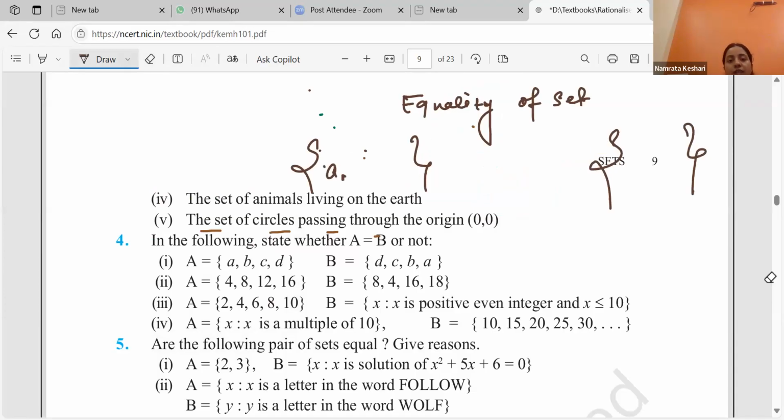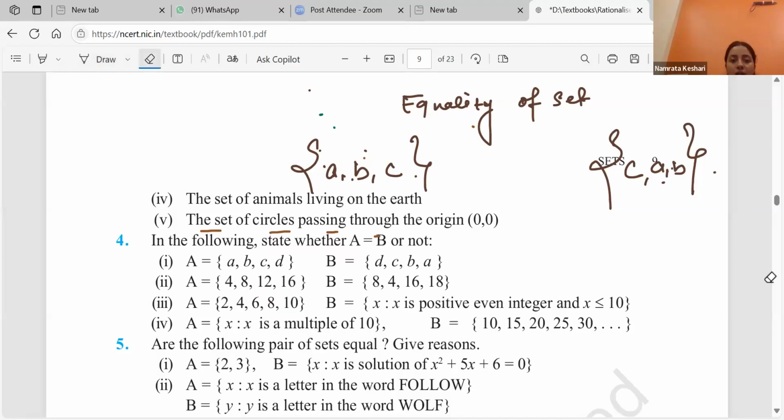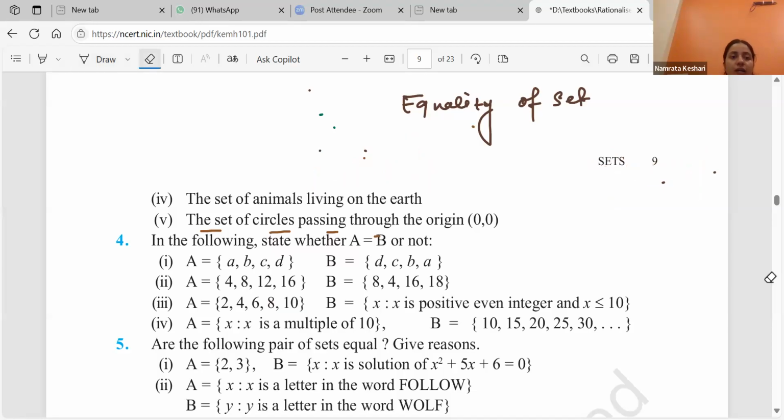For example, we are having ABC over here, and here we are having CAB. These two are the same, because here A, there A, here B, there B, here C, there C. These two are exactly equal sets. So we just have to match the elements. Order is not important while writing the set.